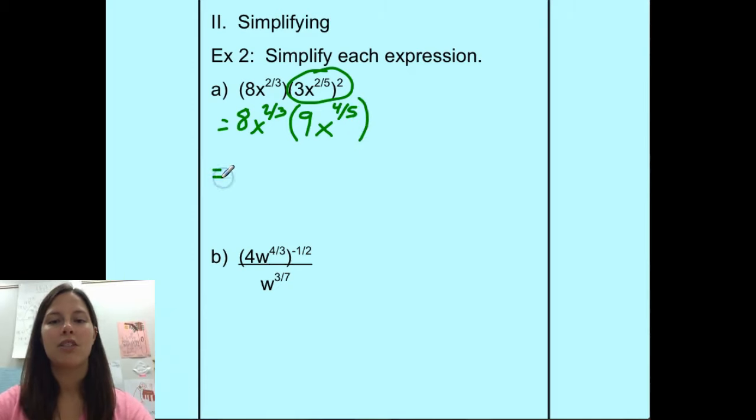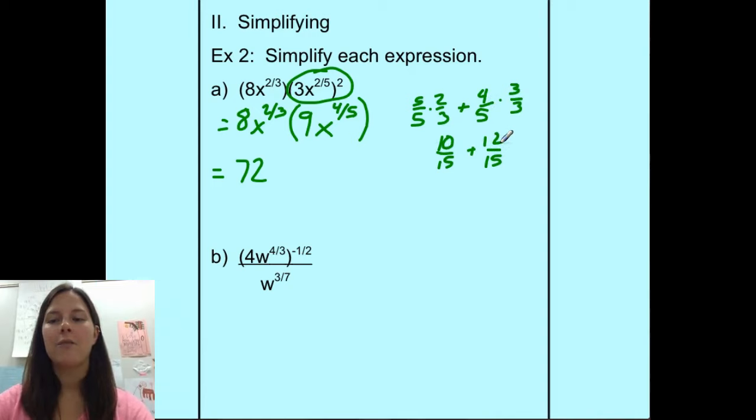And then we'll multiply our expressions together. 8 times 9 is 72. And when we multiply powers, we add the exponents. So we have to take 2/3 and add it to 4/5. Of course, we need a common denominator when we add fractions. Our common denominator is 15. For our first fraction, we multiplied by 5. Whatever we do to the denominator, we do to the numerator. Our second fraction, we multiplied by 3. So we have 10/15 plus 12/15, which gives us a total of 22/15 for our power.